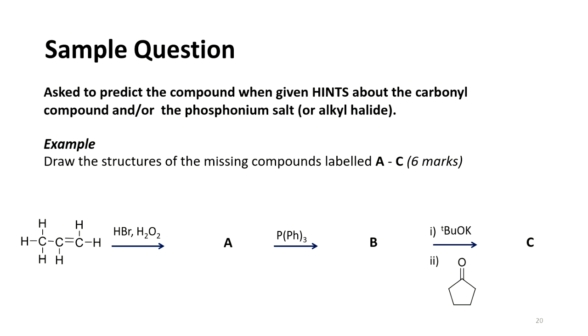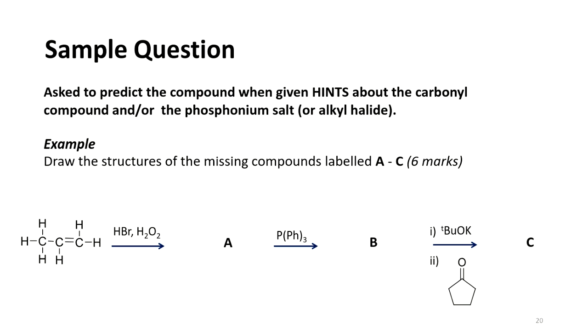So here you're asked to draw the structures of the missing compounds A to C. It's a typical exam type question. Already you should figure out that B is the formation of your ylide, and A would have to be an alkyl halide. And so we need to now look at our alkene and our reagents to figure out what the alkyl halide will be.